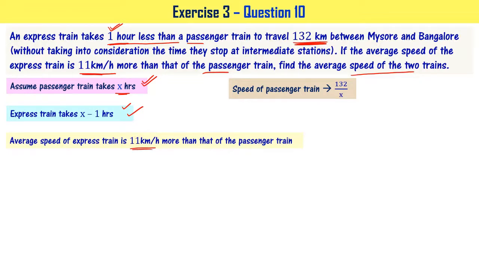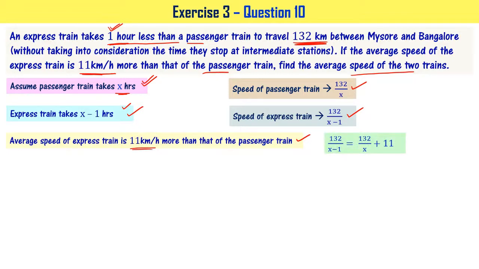It means the speed of the express train is going to be 132 divided by x minus 1 hour, right? Now, look at this statement. The average speed of express train is 11 kilometers per hour more than the passenger train speed. It means the speed of express train is equal to speed of passenger train plus 11, right? Let me write that. 132 by x minus 1 equal to 132 by x plus 11, right?